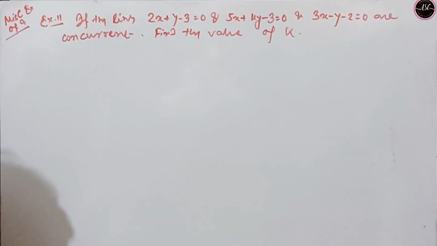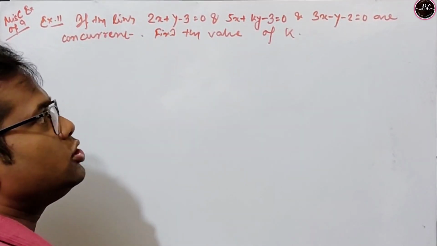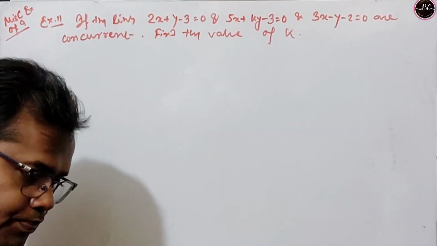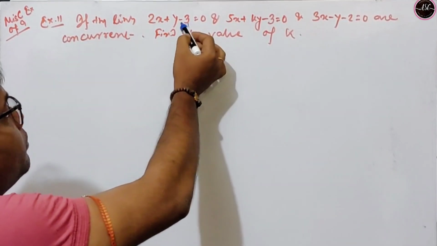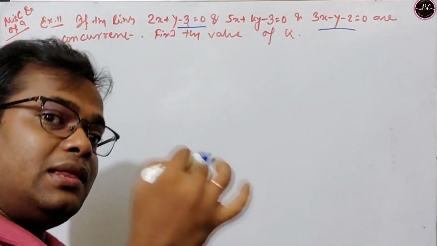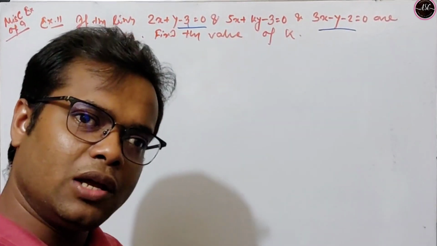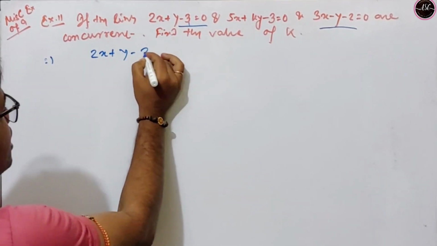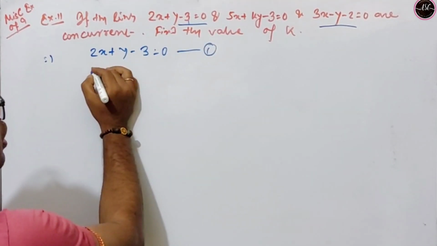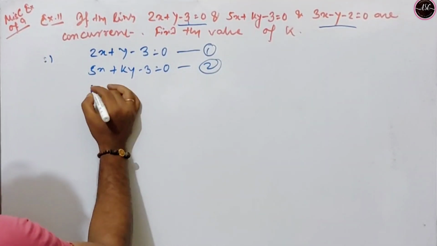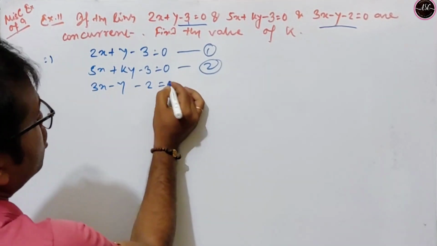Then look at this question. If the lines 2x plus y minus 3 equal to 0, 5x plus ky minus 3 equal to 0 and 3x minus y minus 2 equal to 0 are concurrent, find the value of k. We first find the intersecting point of two lines. If they are concurrent, then that point should satisfy this equation. So 2x plus y minus 3 equal to 0 is equation 1, 5x plus ky minus 3 equal to 0 is equation 2, and 3x minus y minus 2 equal to 0 is equation 3.